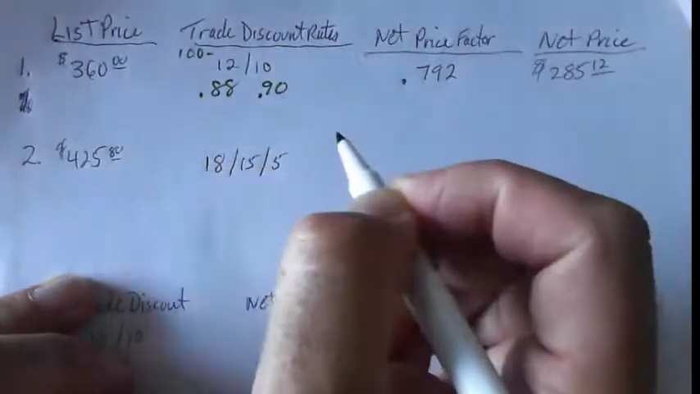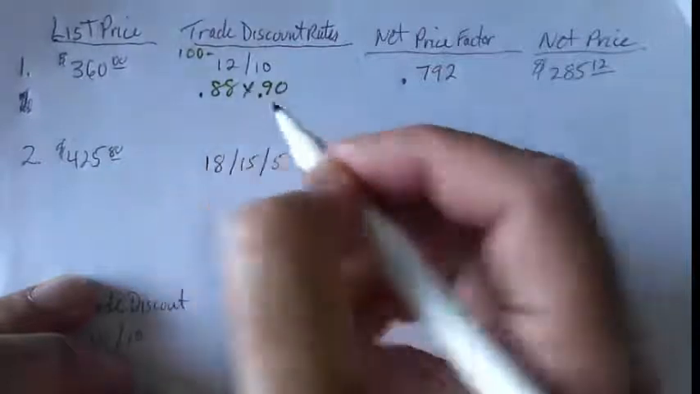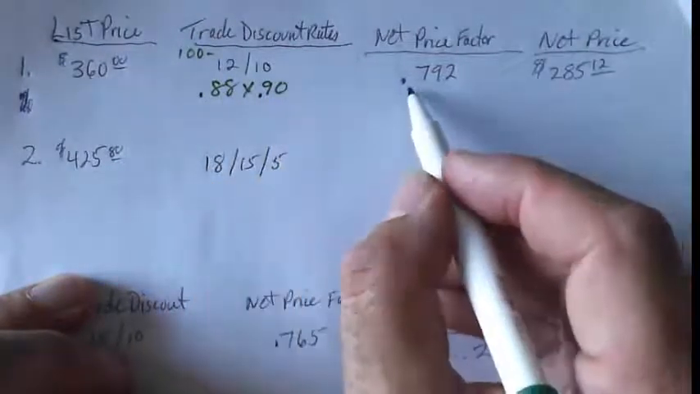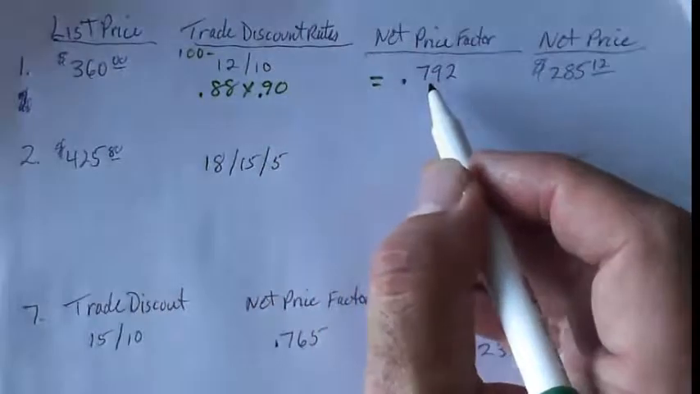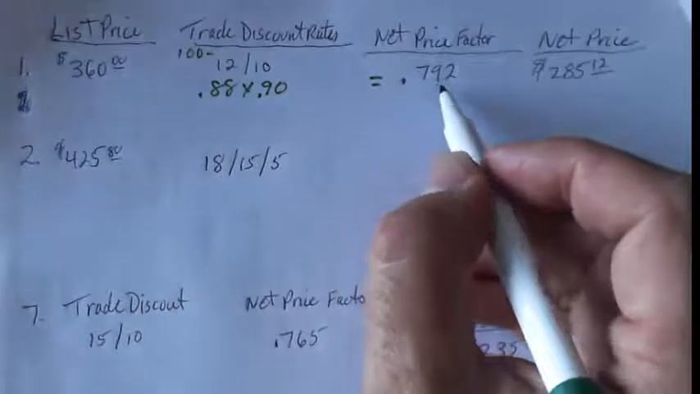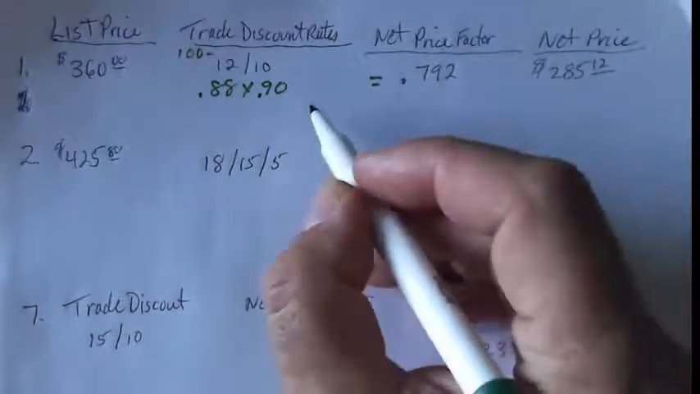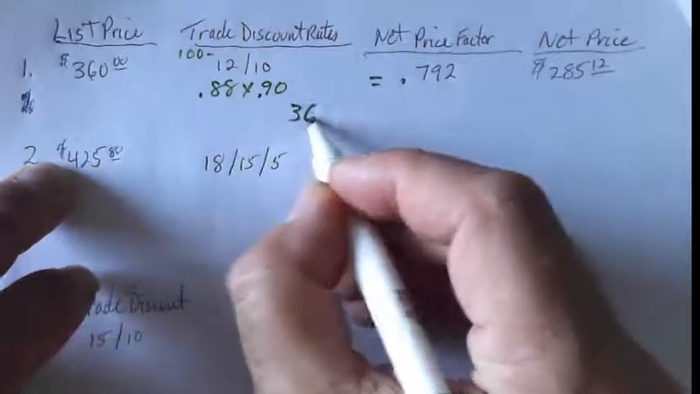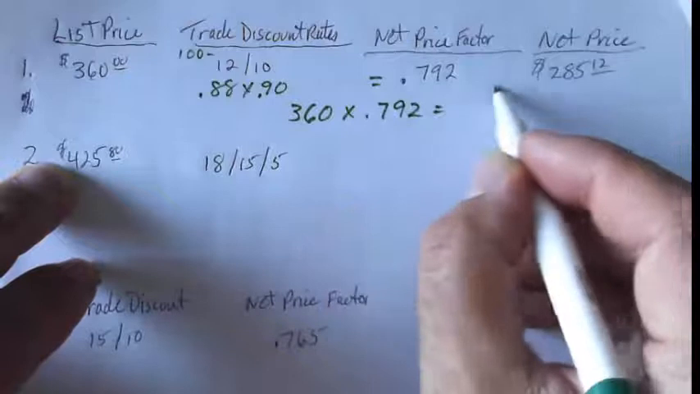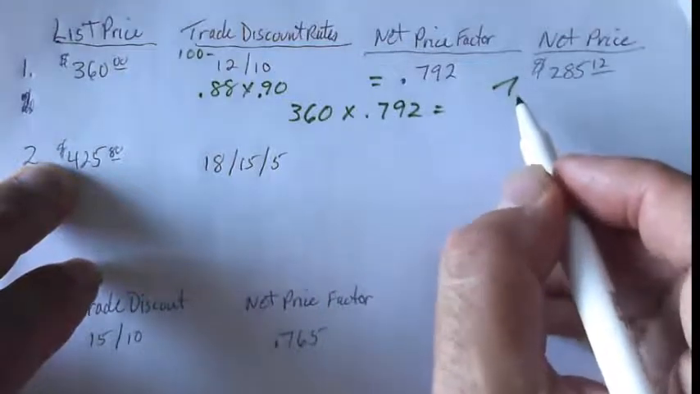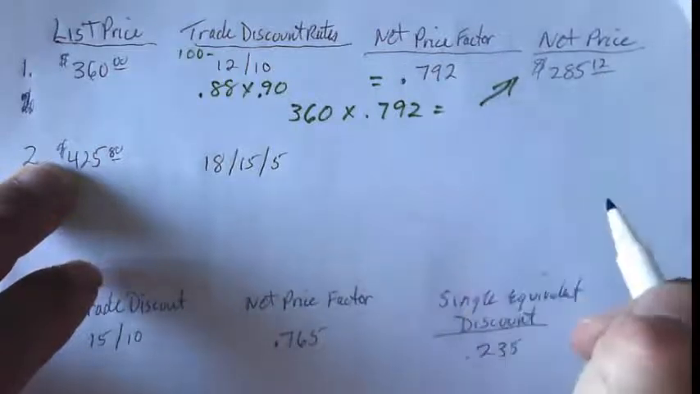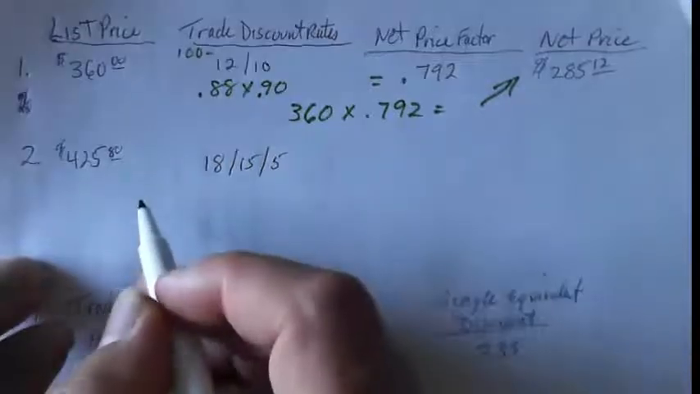So we'll change those to decimals. We're going to multiply. So when you multiply 0.88 by 0.90, you get 0.792. Okay? So once they have that net price factor, they multiply that times the 360. So you get your 360 times 0.792, and then you would get your net price, $285.12. Okay? So let's look at problem number 2, doing it the same way.